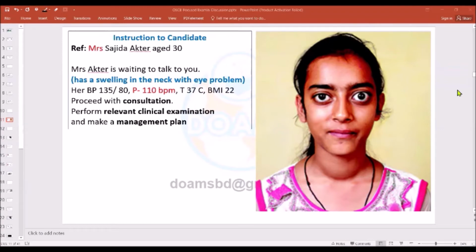Like in the station, you entered and this is the patient in front of you. In the last class, maybe a few weeks before, you may remember this is the case we discussed. So we put the same case for better understanding. All of you can see that this is a patient, Mrs. Sajida Akhtar, aged 30. When you entered, there was her complaint and some vital signs given, and you marked that your patient has tachycardia.